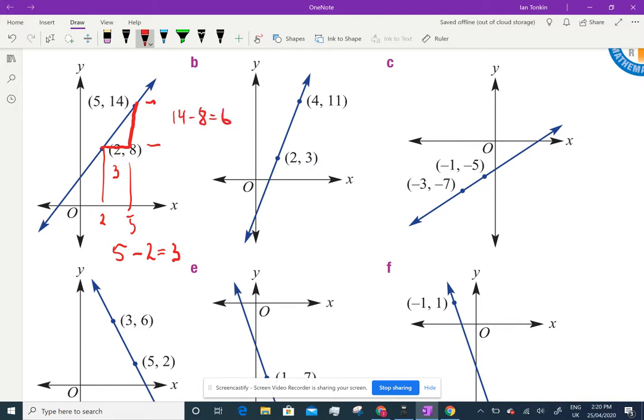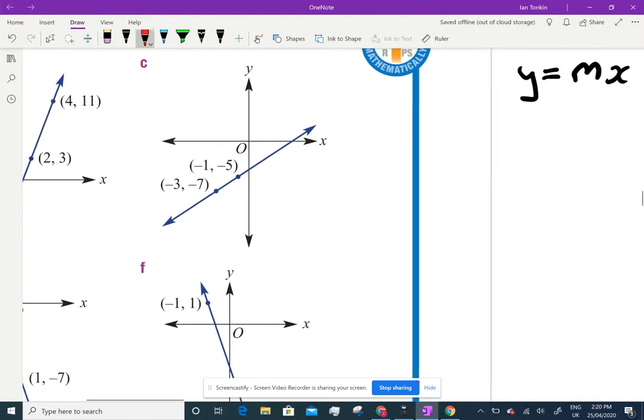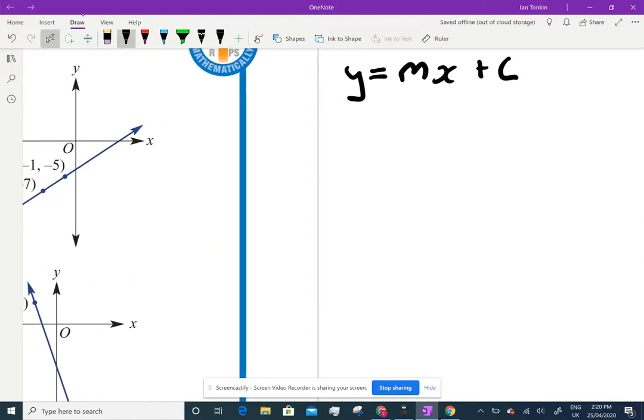So I've got 6 on 3. So the gradient here, the rise, and it's positive, is 6 over 3, which is 2. So I go over here, and I write, okay, y equals 2x plus c.